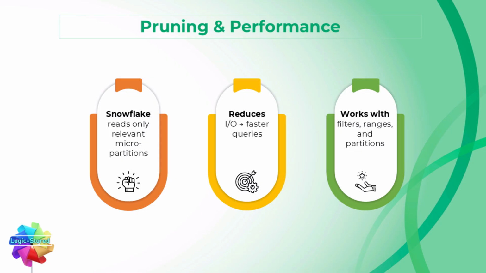Let's say your table has 100 micro-partitions, but your query filters only a specific price range. Snowflake will prune all irrelevant partitions. Scanning may be just 5 out of 100. This pruning mechanism drastically reduces I/O and makes queries super fast, even for very large tables.